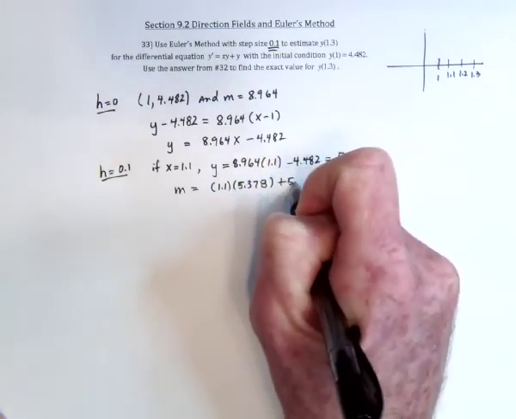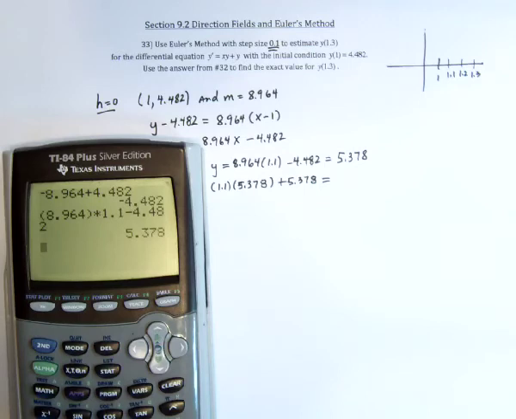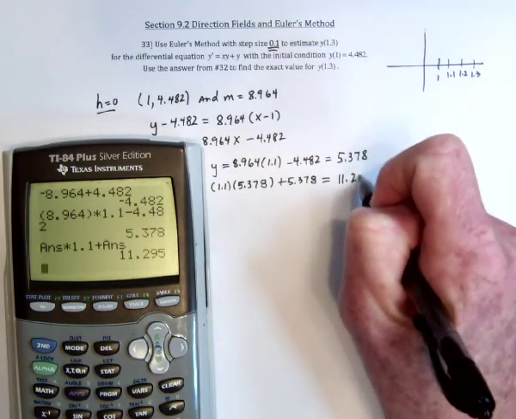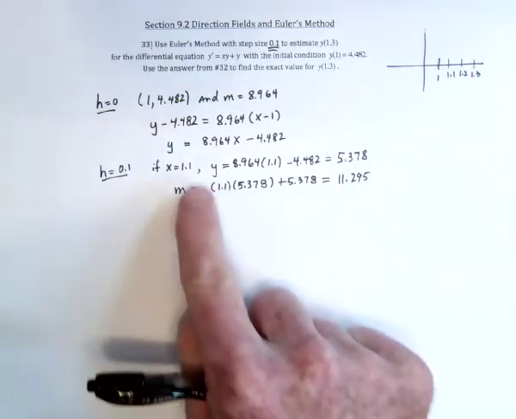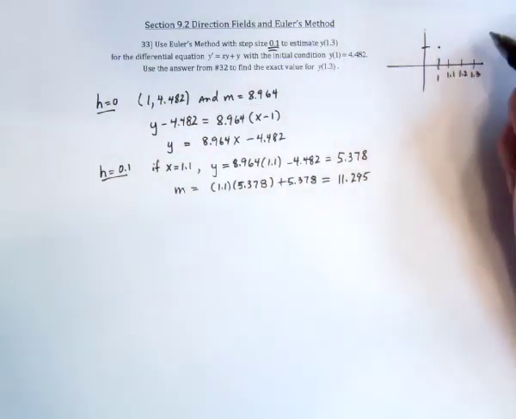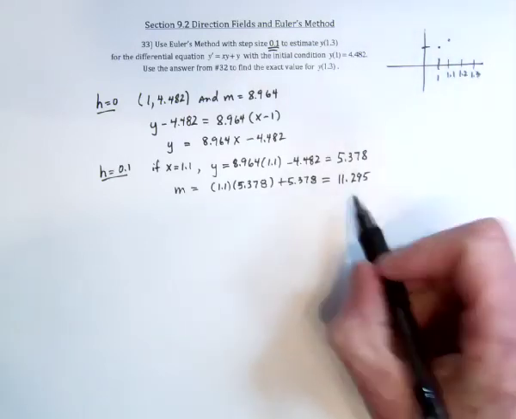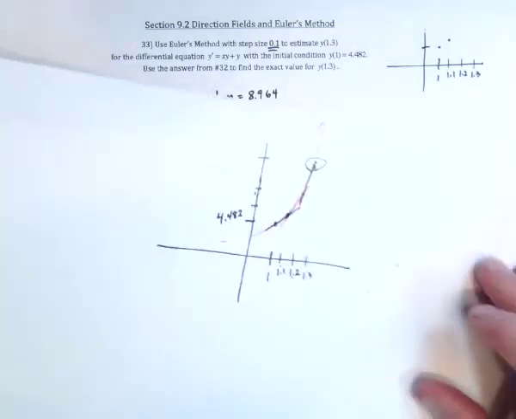plus y. So just use that 5.378, multiply by 1.1, and then add it to itself. It's now 11.295. Notice that the slope previously was 8.9. So at this point, the slope is 8.9. When you move over to this point, the slope is now 11.29. So that's what I was trying to demonstrate with this picture right here.